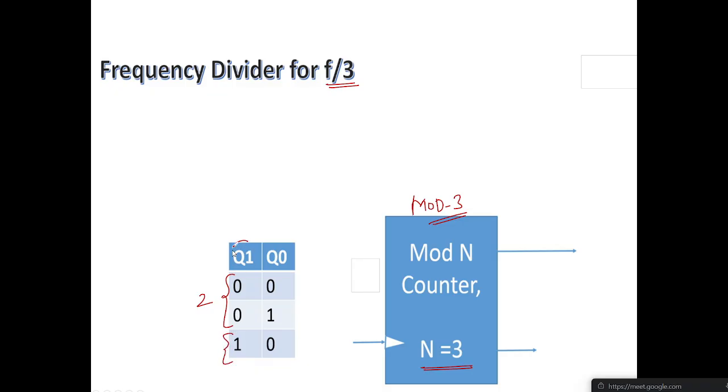So this I am taking as Q0. This is nothing but my states: 0 0, 0 1, 1 0, and again it will come to 0 0. It will be on for how many clock cycles? One clock cycle.